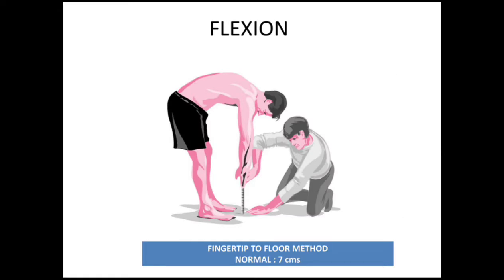The next method that we can use to measure lumbar flexion is called the fingertip to floor method. The technique requires the patient to stand straight with a neutral spine, and then the patient is asked to bend as much as possible, and the distance between the tip of the middle finger and the floor is measured.